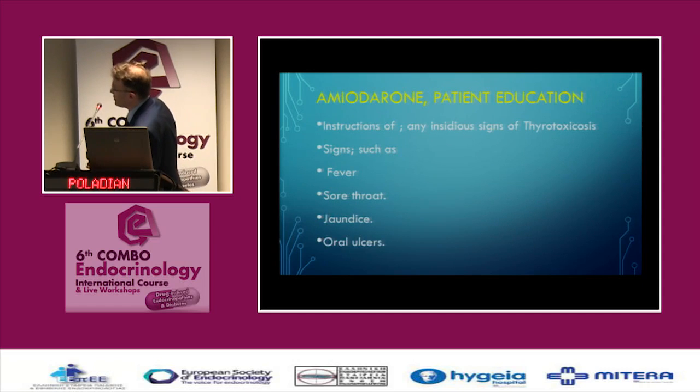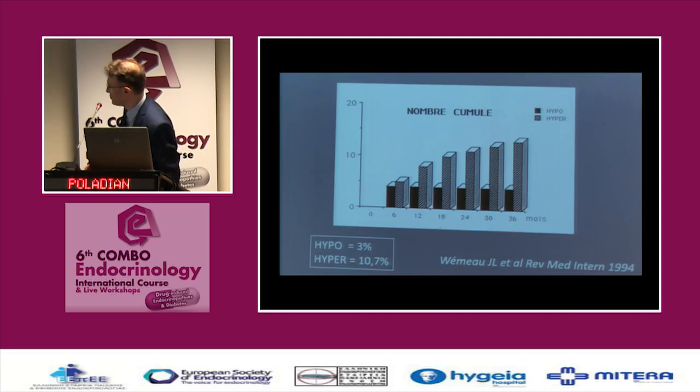What about patient education? We have to educate the patient that whenever they have any insidious signs of thyrotoxicosis, such as fever, sore throat, jaundice, oral ulcers, because most of it they prefer to look at these signs. The other signs are caught up with the cardiologists. So whenever we look up the cumulative numbers, as we see, the hypos and the hypers, the hypos stay the same. Why the hypers, within time, are exceeding in numbers.